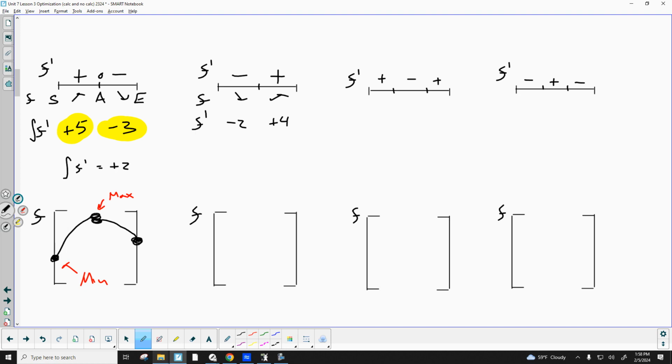Where is the max? Where is the min? We'll call it SAE again. Start, some 0, end. Where's the max and where's the min?